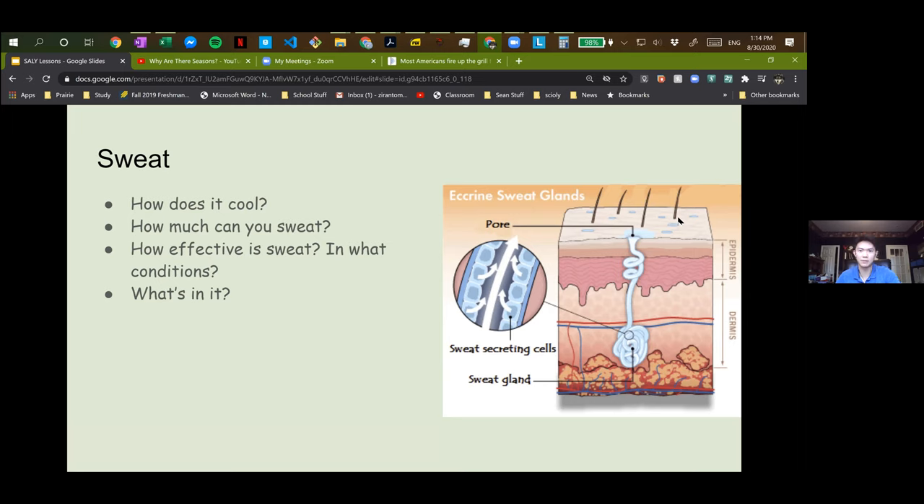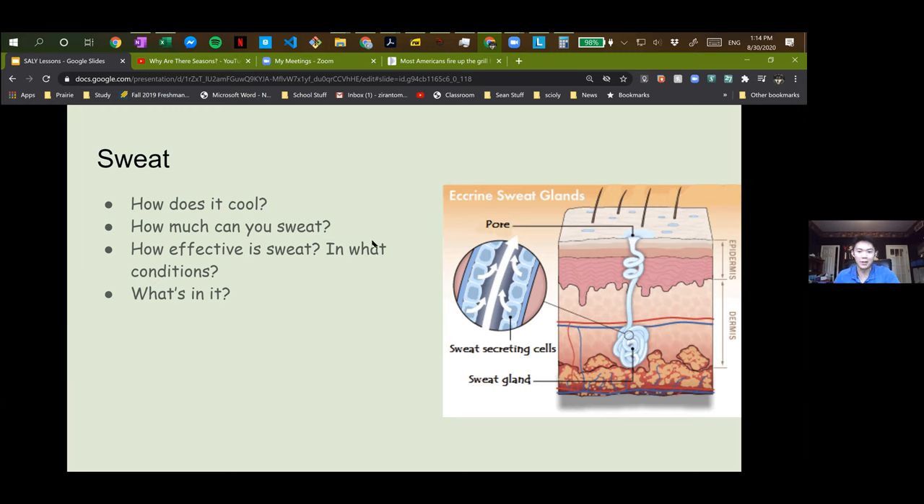Just like, sometimes you might splash cold water on yourself if you're trying to cool down, sweat does a pretty similar thing. When the water is on your skin, it allows heat to escape a little bit faster than if just air was blowing on it. So that's how sweat cools down your body.